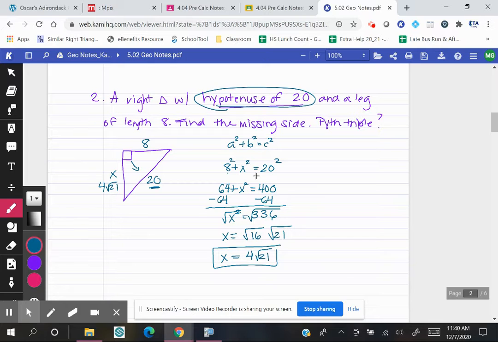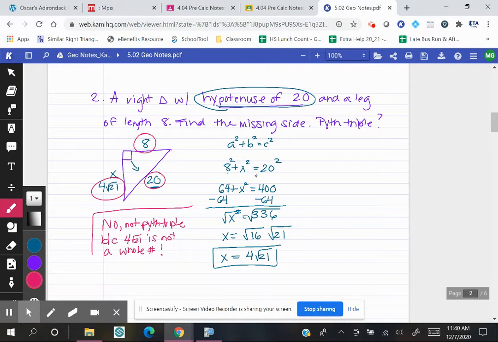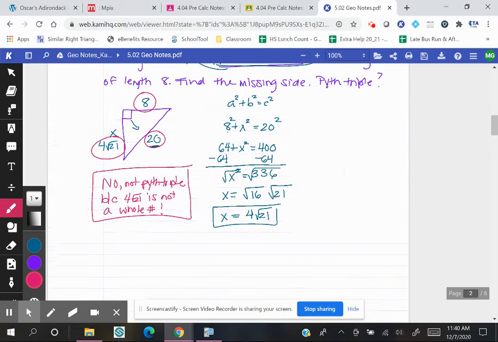And then is this a Pythagorean triple? So look at your 3 side lengths. Are they all whole numbers? No, it is not a Pythagorean triple. 8 and 20 are, but 4 rad 21 is not a whole number. So that would not be a Pythagorean triple.